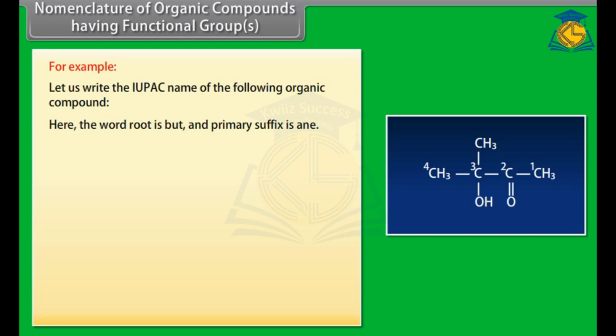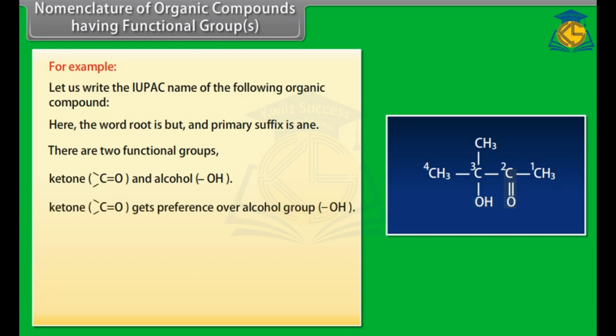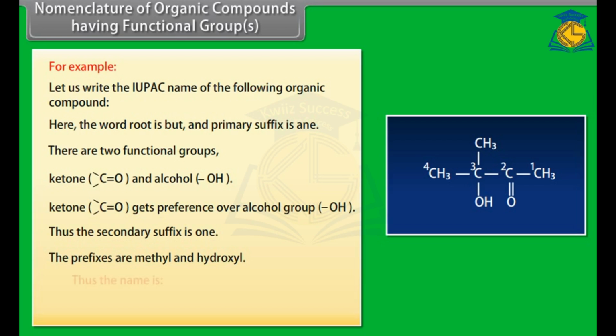Here, the word root is but, and the primary suffix is ane. There are two functional groups, ketone and alcohol. Ketone gets preference over the alcohol group. Thus, the secondary suffix is one. The prefixes are methyl and hydroxy. Thus, the name is 3-hydroxy-3-methylbutan-2-one.